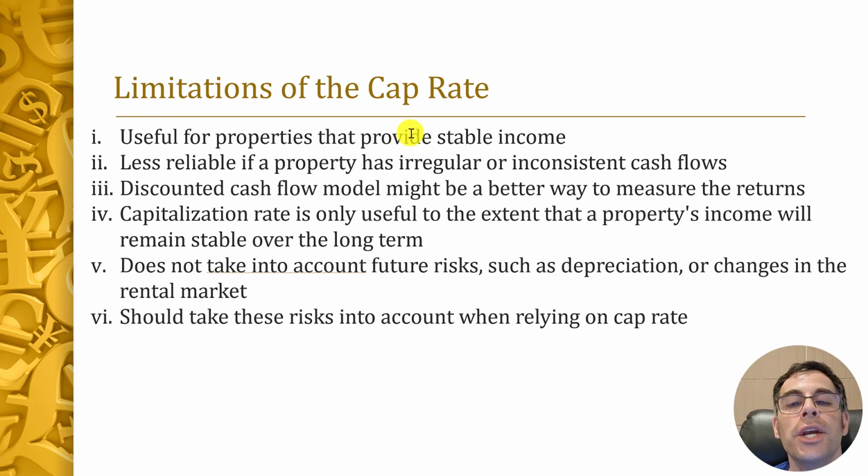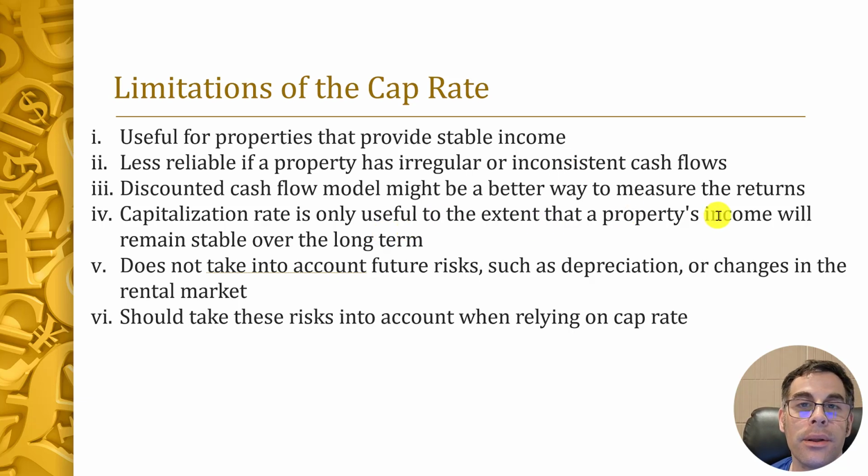Let's talk about the limitations of cap rate. It's really only useful for properties that have stable income. It's not that useful if a property has irregular income or inconsistent cash flows. So if you have an apartment building with 100 tenants and it's 90% occupied, that's pretty stable income. And some people do prefer a discounted cash flow model to measure the returns of an investment, not the cap rate, because you're assuming the income will remain stable.